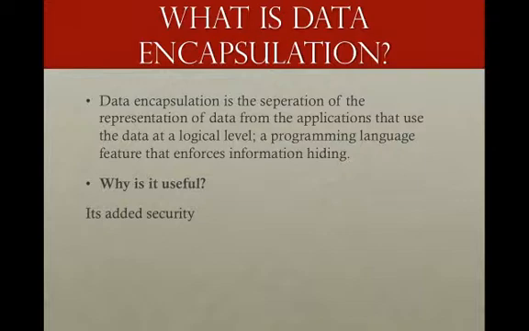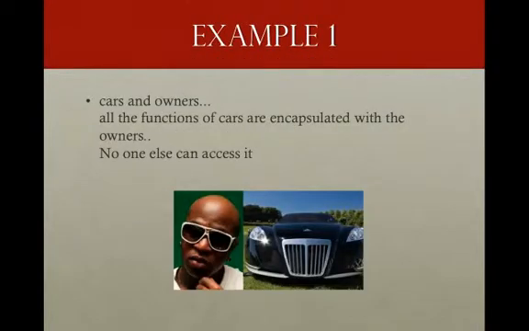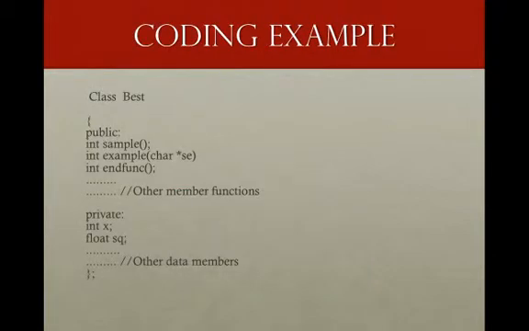Now let's go on to our next slide, a real-world example. A great example of this would be the relationship between cars and their owners. All the functions of cars are encapsulated with the owners. No one else can access that car except the owner. Let's move on to our coding example.